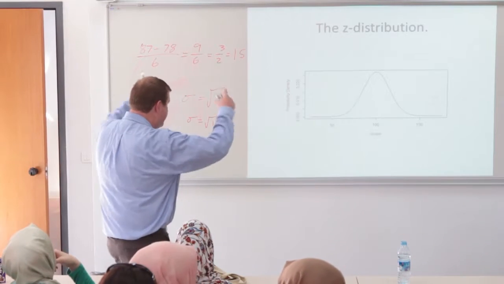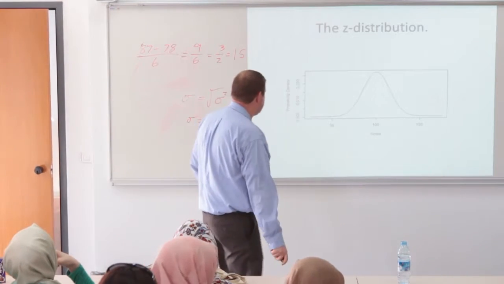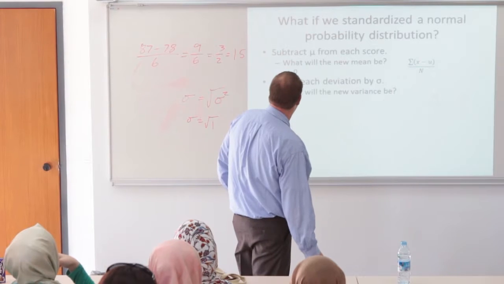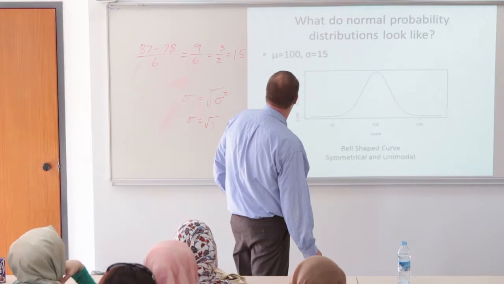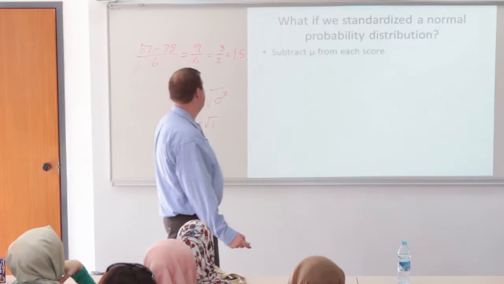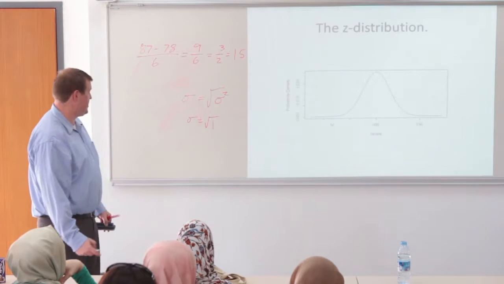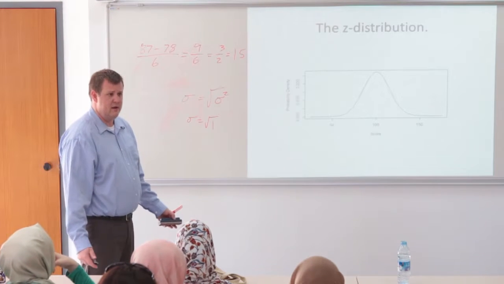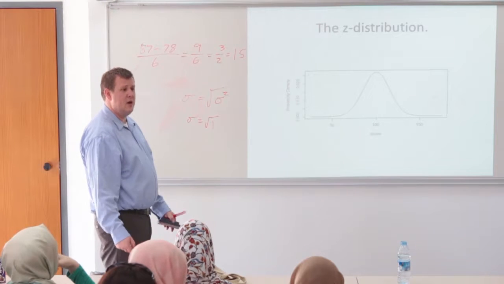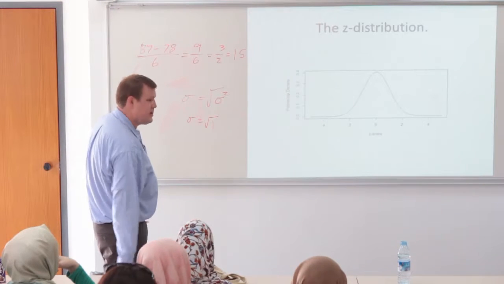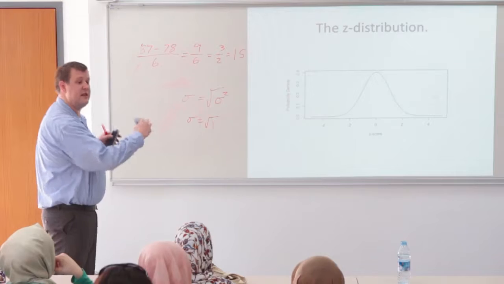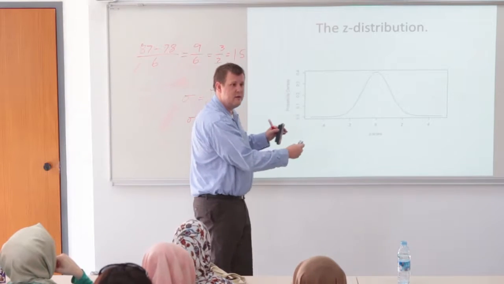Now, our original standard deviation was, what did I say it was? 15? So now we divide, and our new standard deviation will be 1. It'll be something that looks like this. It's got the same shape. It's scaled differently. I've zoomed in, right?